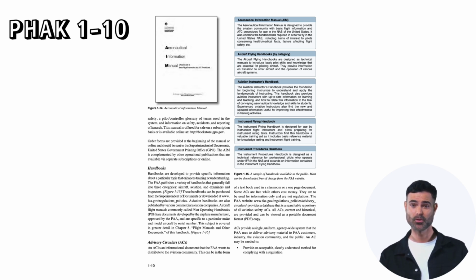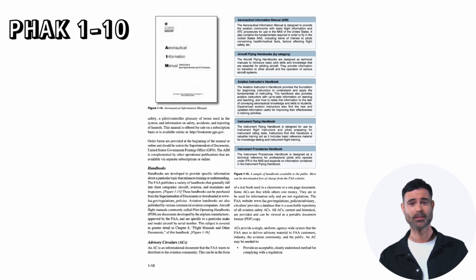Aircraft flight manuals, commonly called Pilot Operating Handbooks, POH, are documents developed by the airplane manufacturer, approved by the FAA, and are specific to a particular make and model aircraft by serial number. This subject is covered in greater detail in Chapter 8, Flight Manuals and Other Documents, of this handbook.